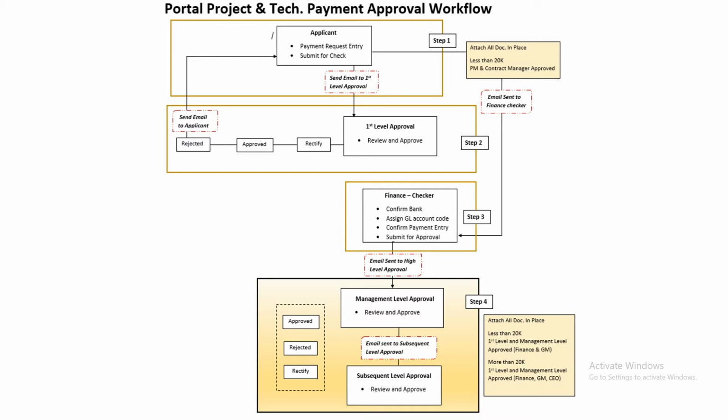For the project and technical payment approval workflow, there are 4 steps. First step is the applicant needs to key in the payment request entry. Once they key in, they can submit for the first level to check. So they need to send out an email to the first level approval.